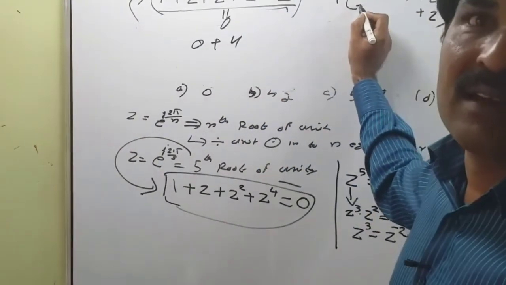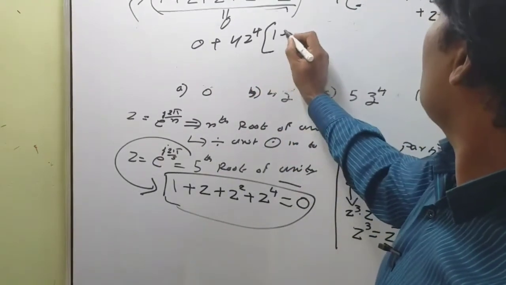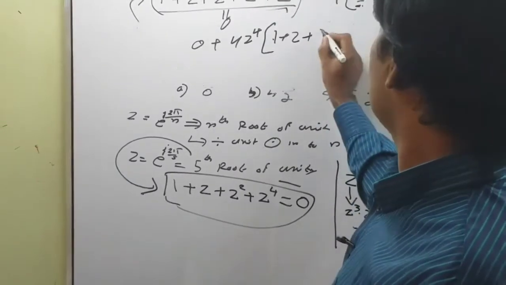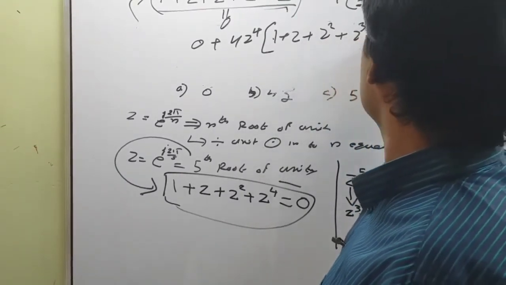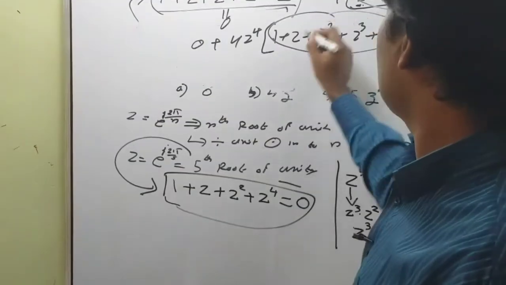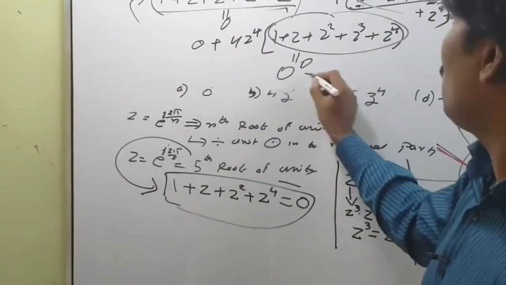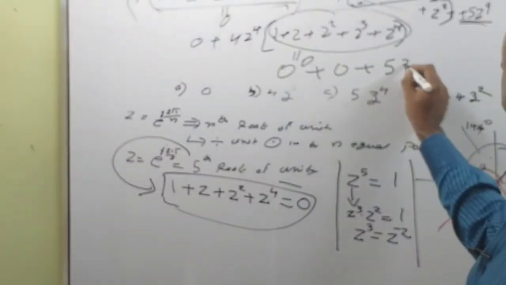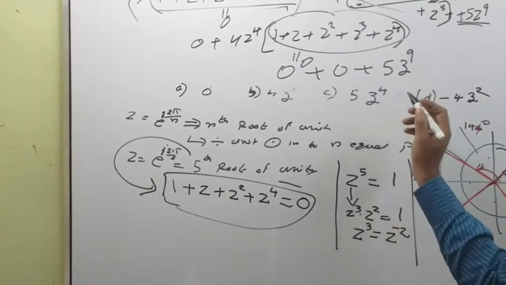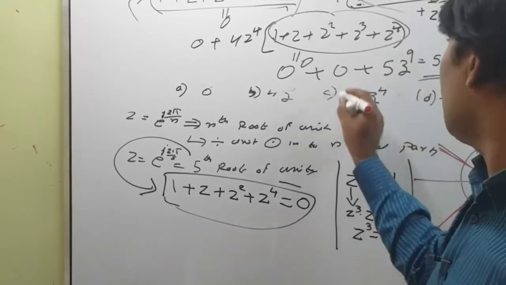Z raised to 4 is taken common outside. So z raised to 4 into 1 plus z square plus z cube plus z raised to 4, so this term is again equal to 0. So the remaining term is 0 plus 5 into z raised to 9. But z raised to 5 is equal to 1, so we can write this is equal to 5 into z raised to 4. Answer is C.